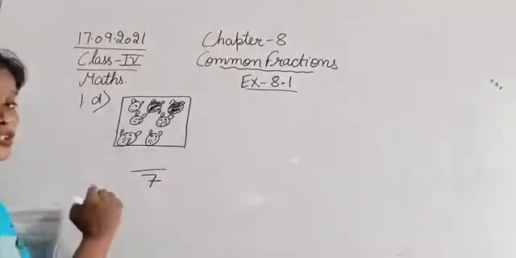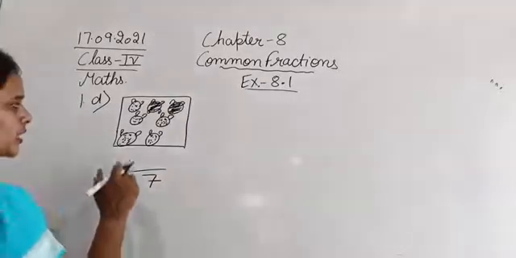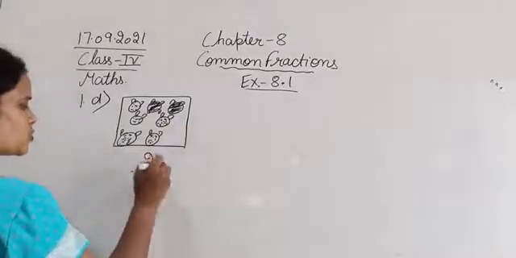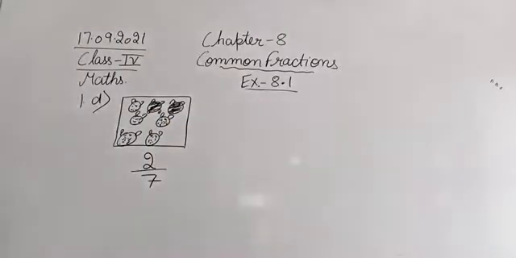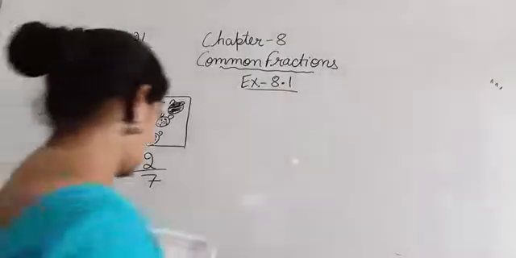That we will write down as the denominator, the total. And how many are shaded? 2. So 2 is shaded. So 2 upon 7. So this is the fraction of the shaded collection. 2 upon 7 is shaded. Moving next to the E part.